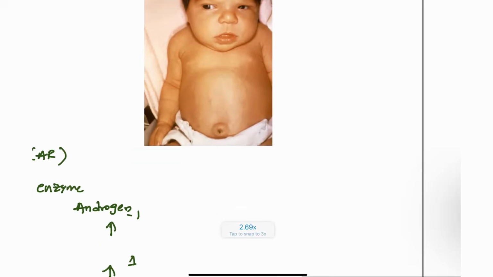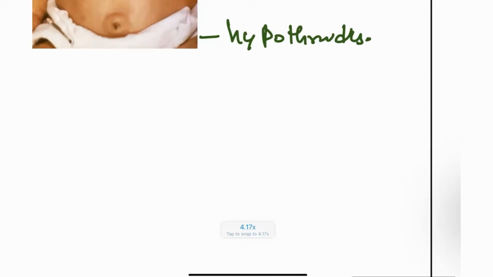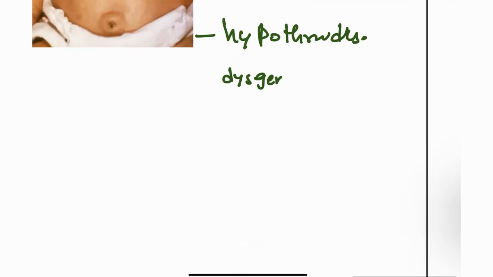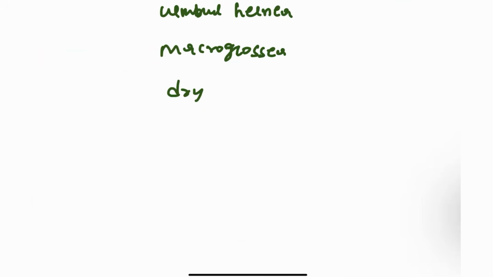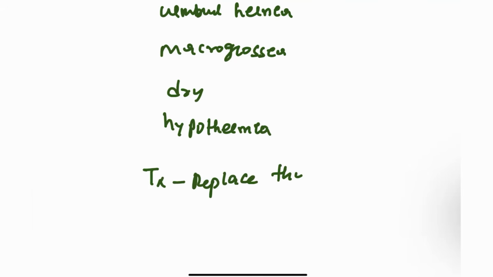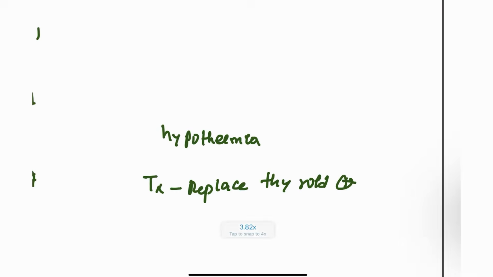Next, what is this condition, guys? This is congenital hypothyroidism. What is the most common cause? Dysgenesis is the most common cause for these babies. And what happens? The patient will have lethargy, and there will also be an umbilical hernia. Macroglossia, dry skin, and the baby will also have hypothermia. What is the treatment of choice for this patient? Replace the thyroid deficiency. Right, this is how we are going to treat these babies.